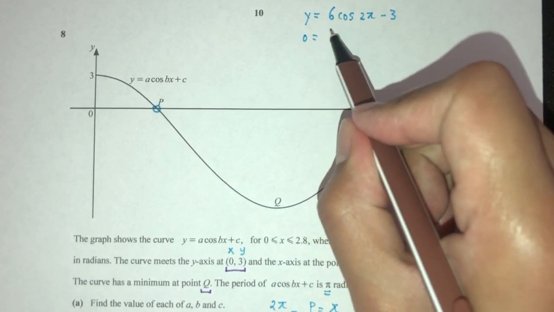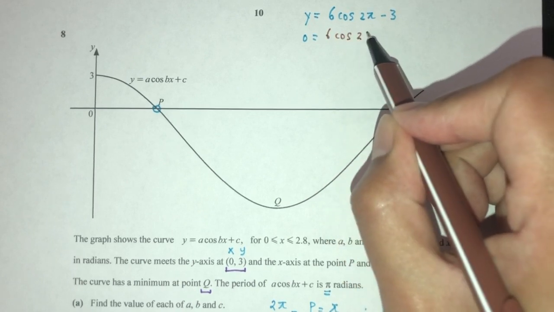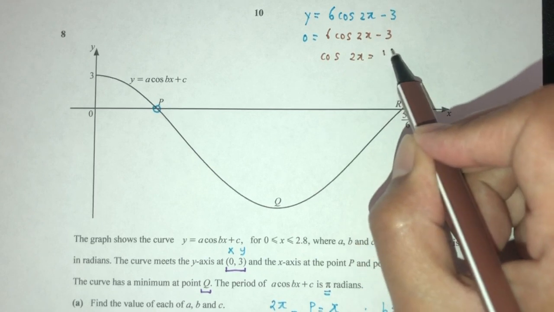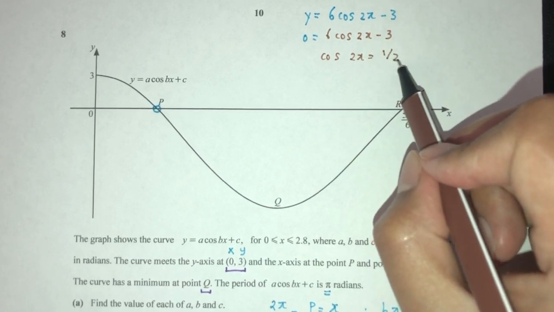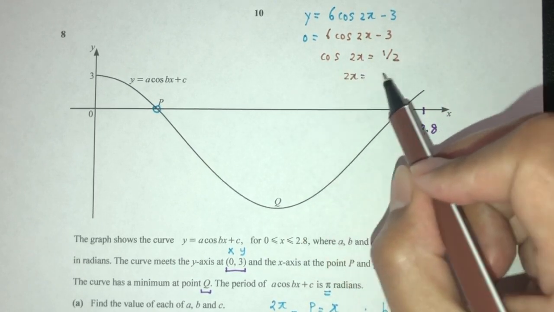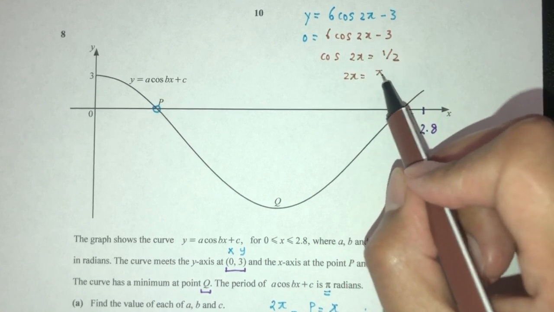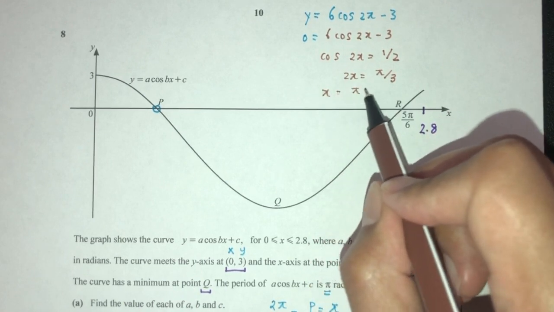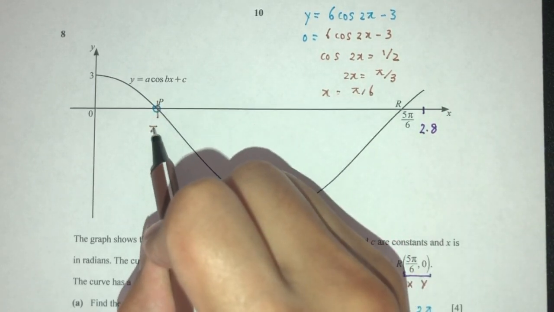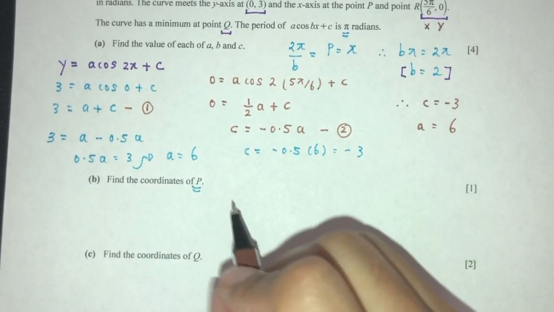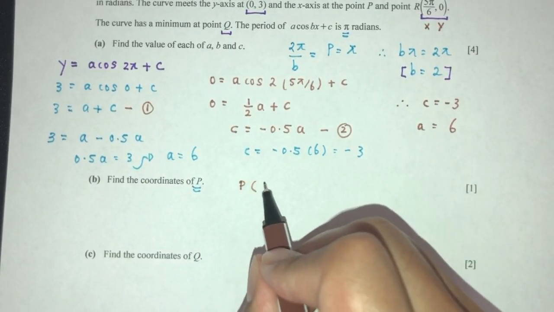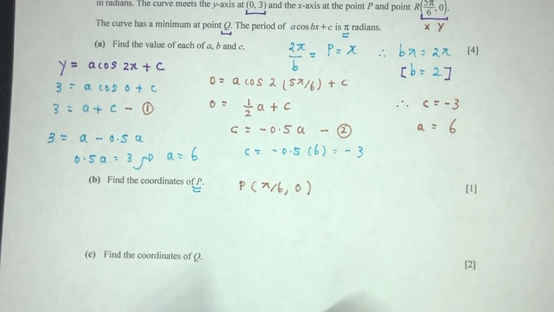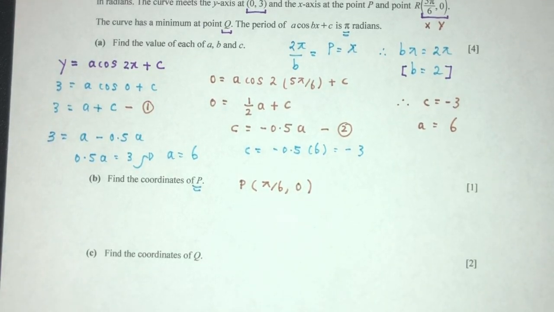That will become 0 equals 6 cos 2x minus 3. So cos 2x will be the value of half. So 2x will be, cos inverse of half, which is pi over 3. So x can also be pi over 6. That value here will be pi over 6. Again, this is one of the ways to find this. Obviously, we can use the graph itself to find this as well. Now this will be this one. This is the point P.